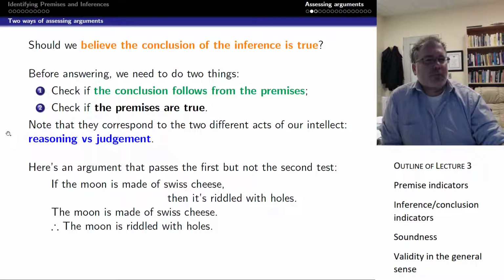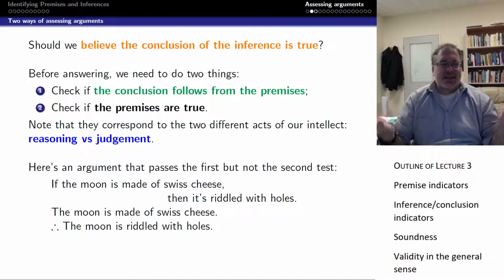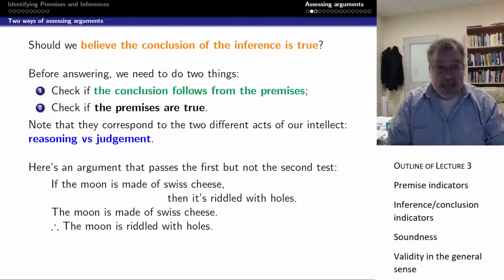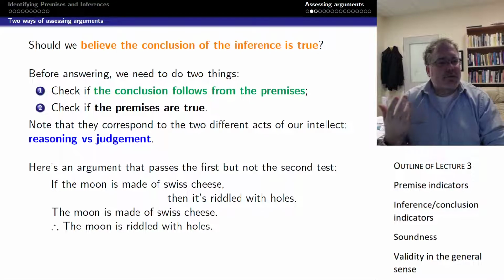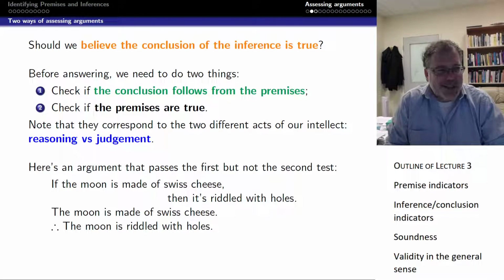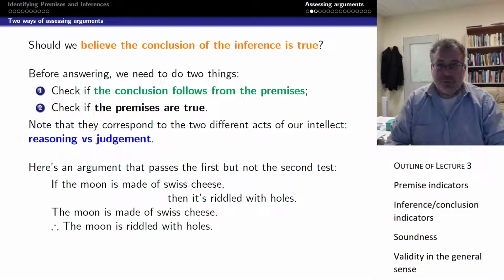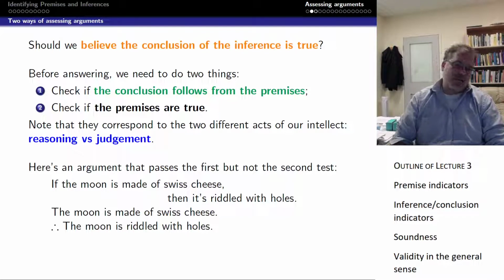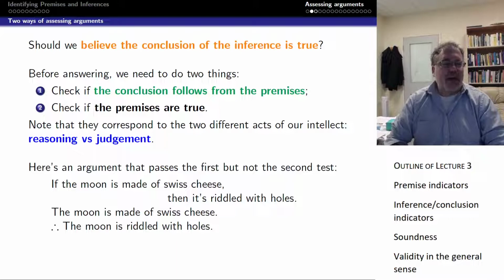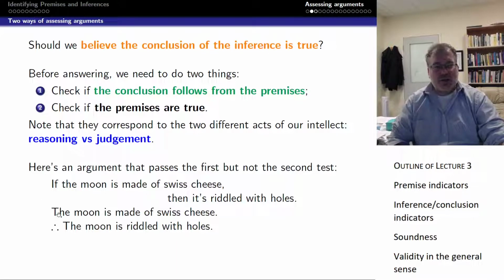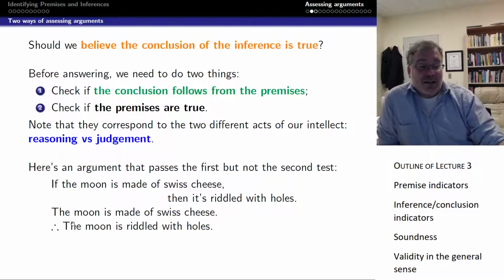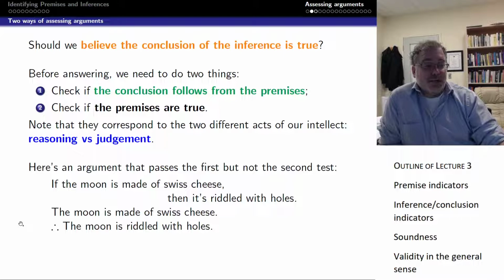Okay? So here's an example of an argument that passes the first test but not the second test. If the moon is made of Swiss cheese, then it's riddled with holes, right? Because that's how Swiss cheese is. Second premise, the moon is made of Swiss cheese, and those 3 little dots mean therefore. I don't know if I've mentioned that before, but they mean therefore. And the conclusion is the moon is riddled with holes.